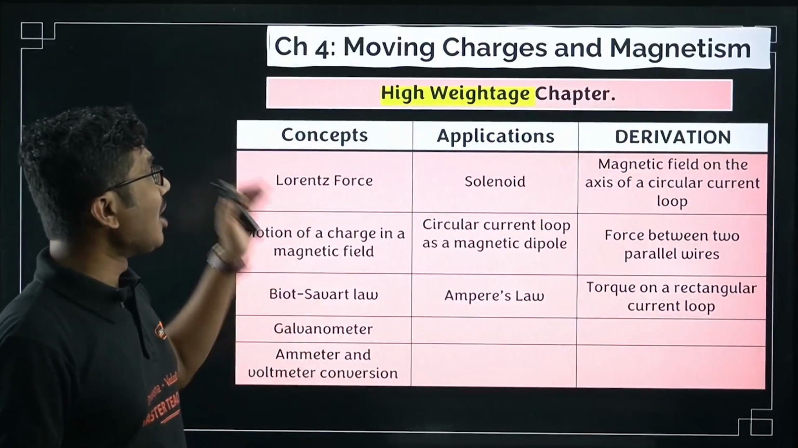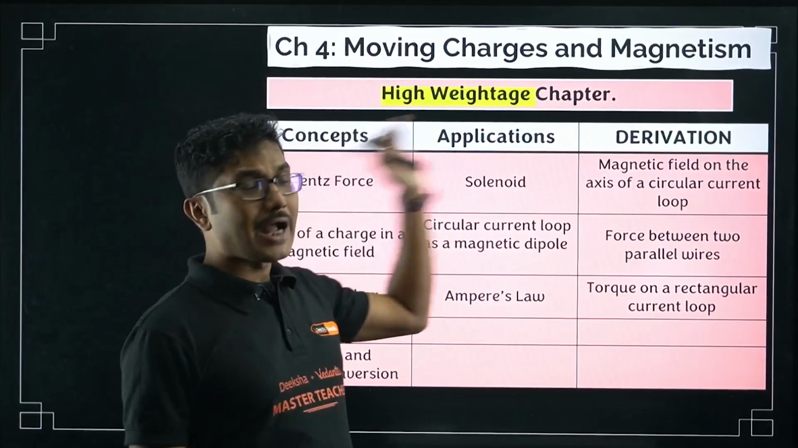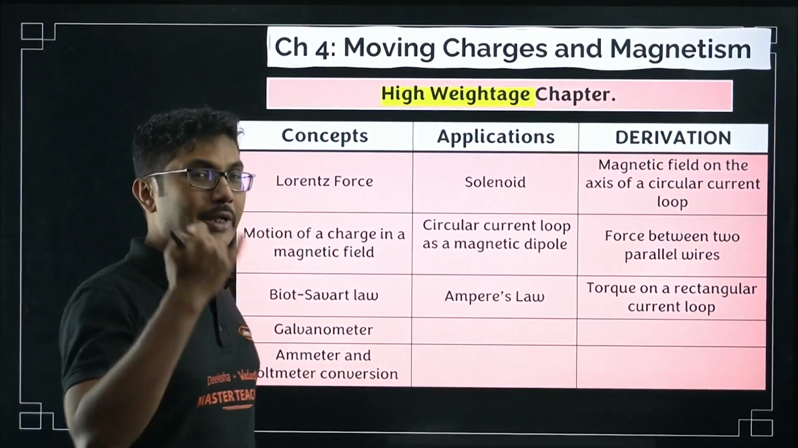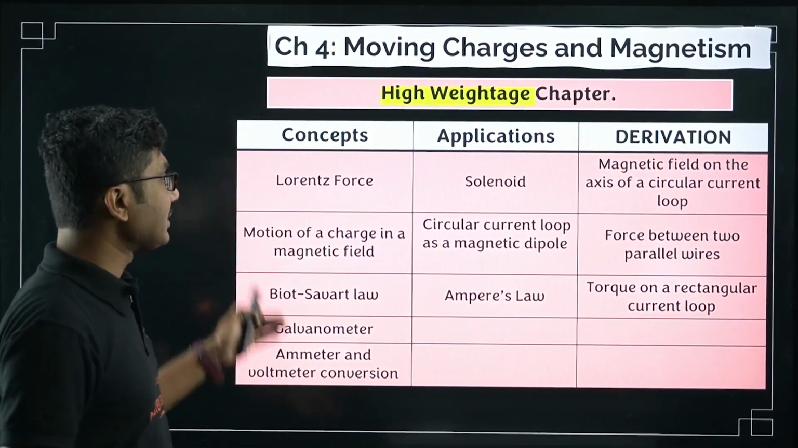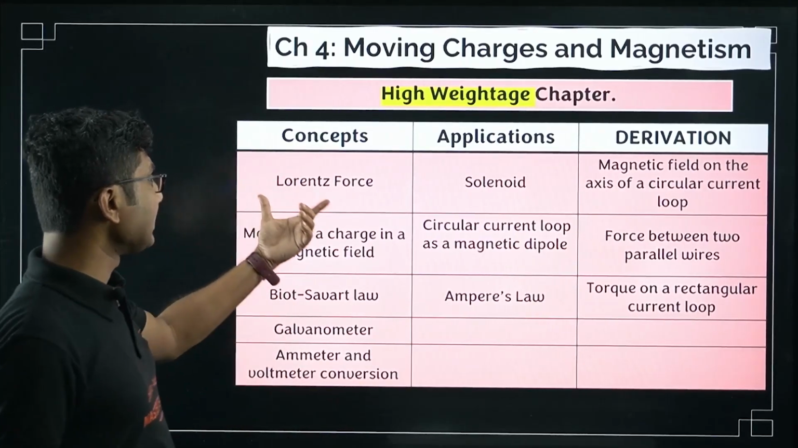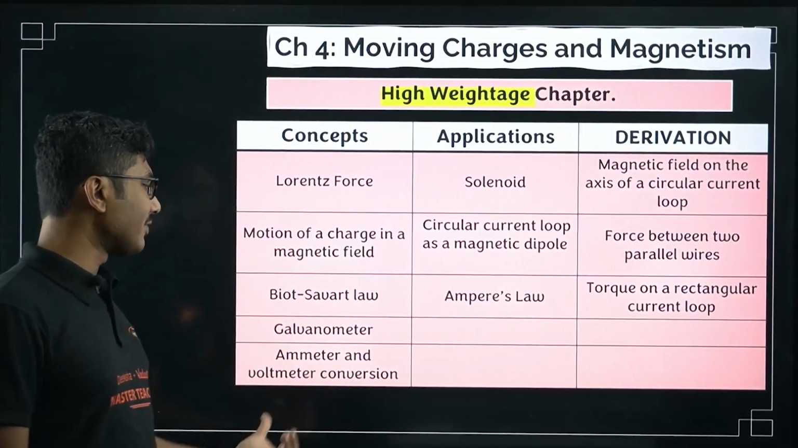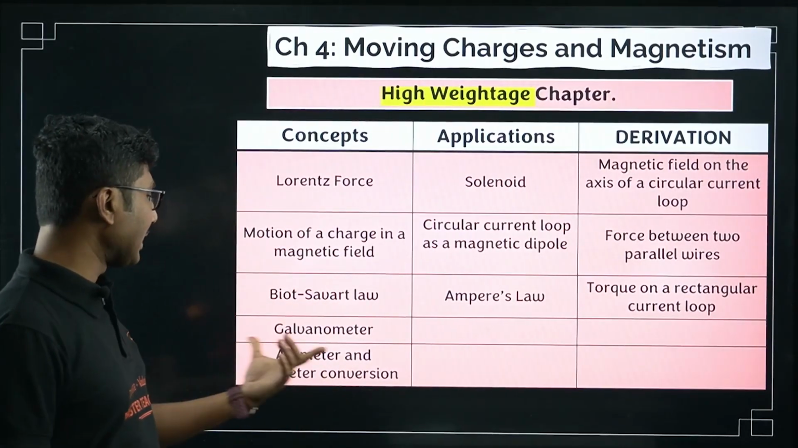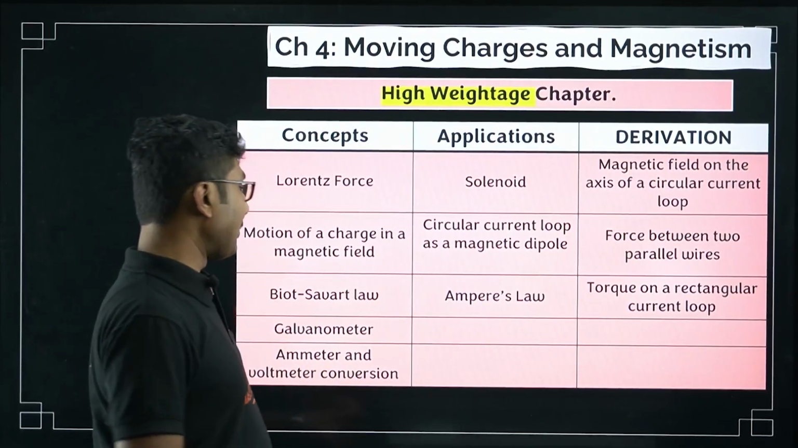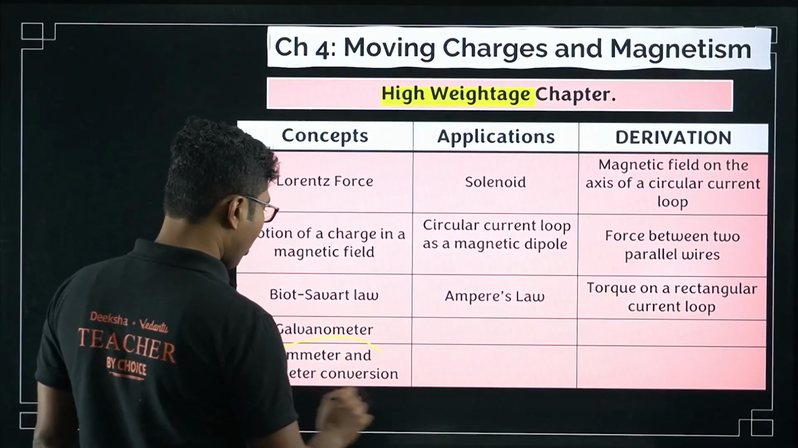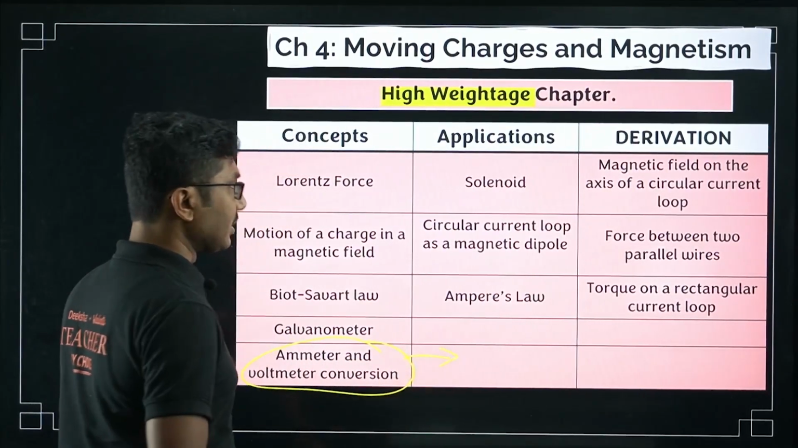Next is moving charges and magnetism. It is also a high weightage chapter, about 9 to 10 marks allocated to this chapter. Now what are all the important concepts? Lorentz force, motion of a charge in a magnetic field, Biot-Savart's law, galvanometer, ammeter and galvanometer conversion. Ammeter and galvanometer conversion is actually not a concept, it is actually an application.